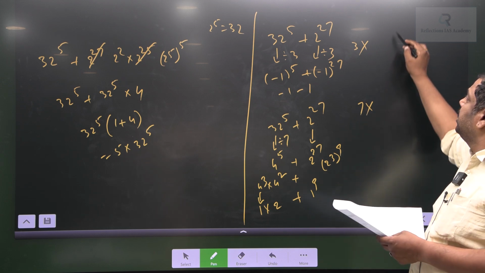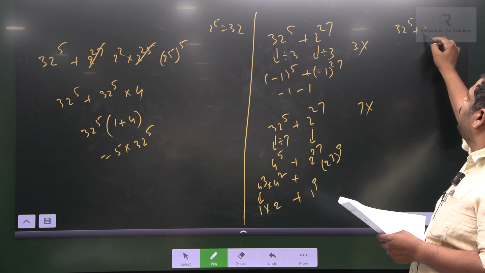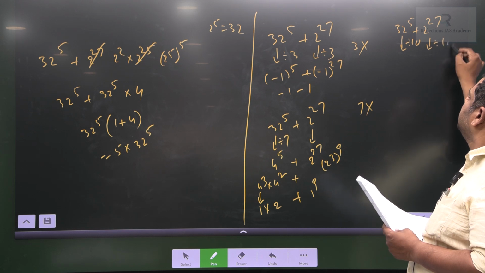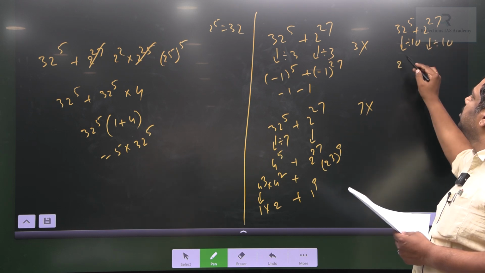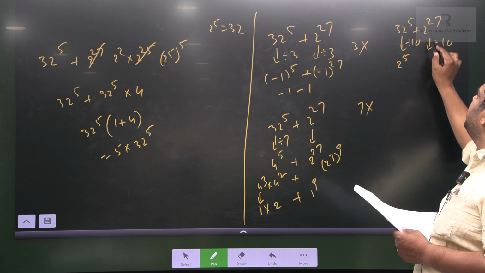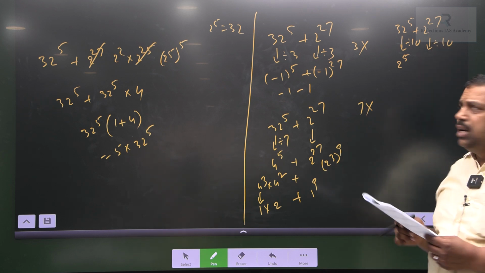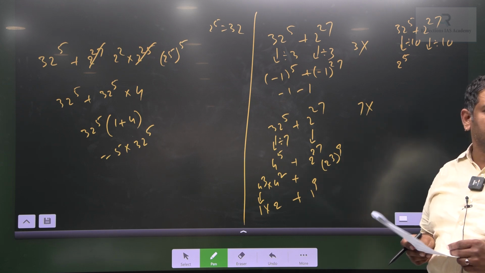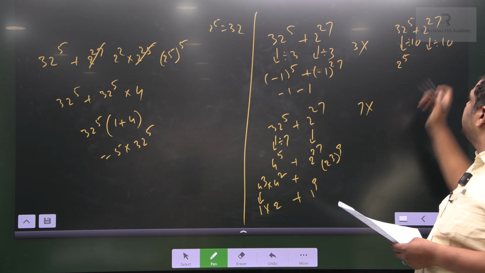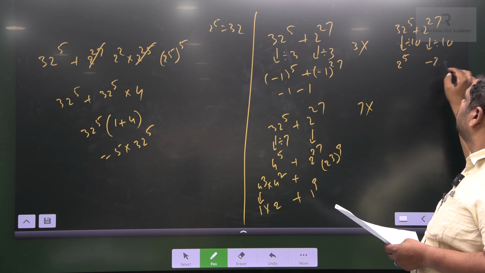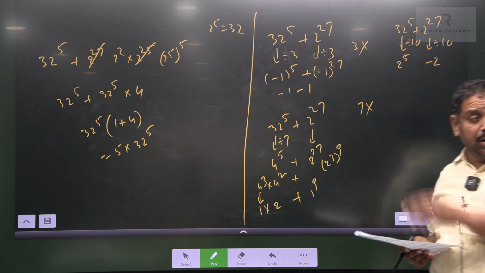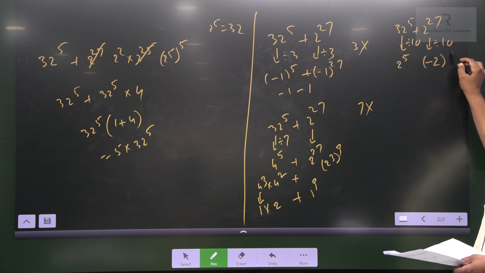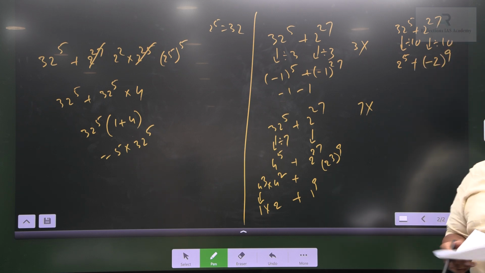10. Okay. 32 power 5 plus 2 power 27. Divide with 10. Here the remainder is 2, right? 2 power 5. Here the remainder is 2 only, right? Okay. 2 only means can I write 2 cube is 8. Yes. 8 means can I say the remainder is minus 2? Yes or no? Okay, minus 2. If I want to write as 2 cube, the power should be 9, right? Yes or no?